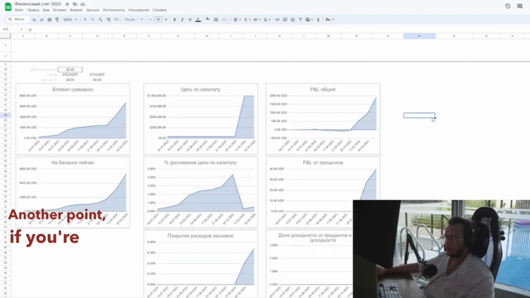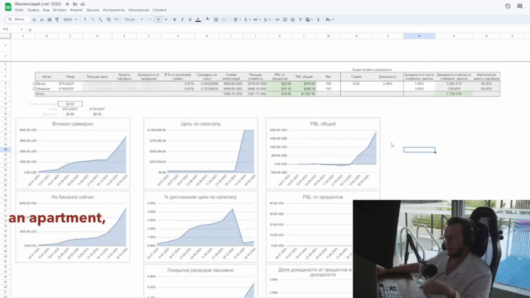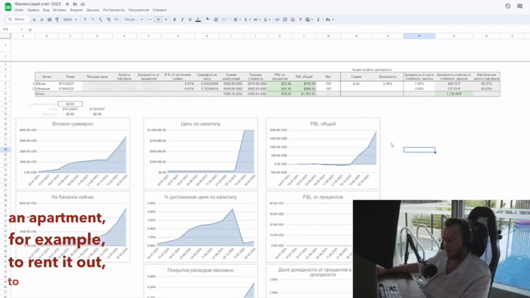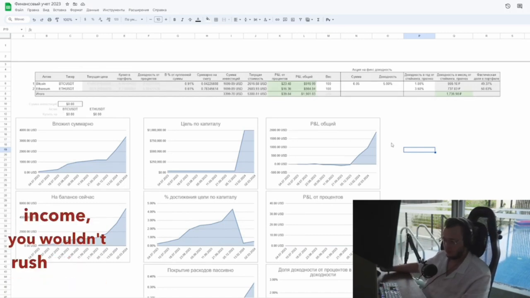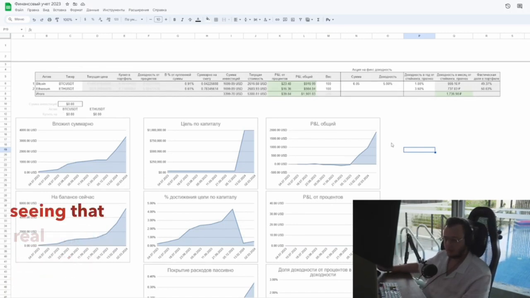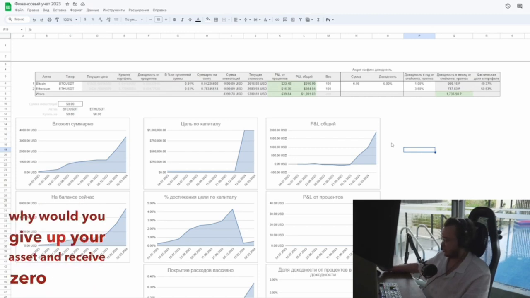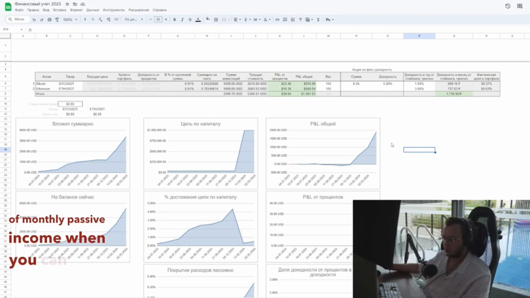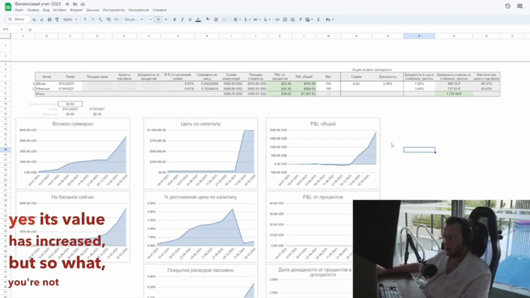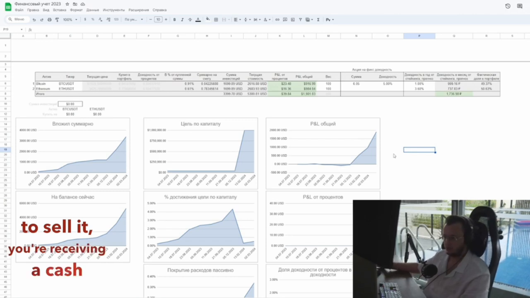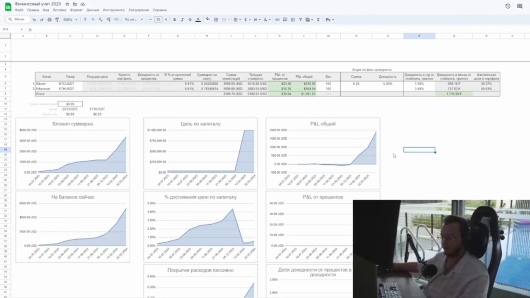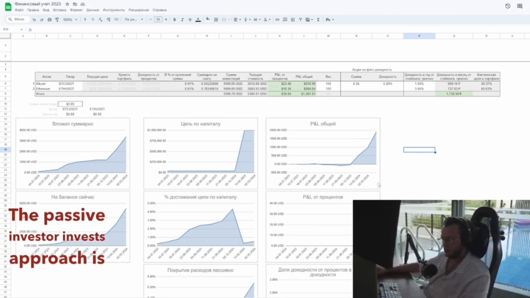Another point, if you're an investor buying, let's say, an apartment, for example, to rent it out, to receive passive income, you wouldn't rush to sell this apartment seeing that real estate prices have doubled. Why would you give up your asset and receive 0 rubles of monthly passive income when you can hold on to this apartment? Yes, its value has increased, but so what? You're not planning to sell it, you're receiving a cash flow precisely from that. The passive investor approach is just like this approach.